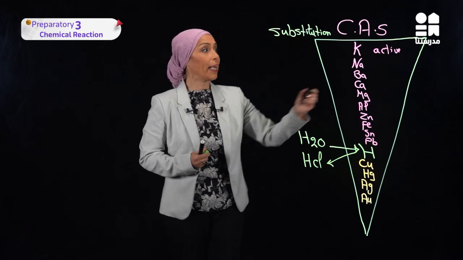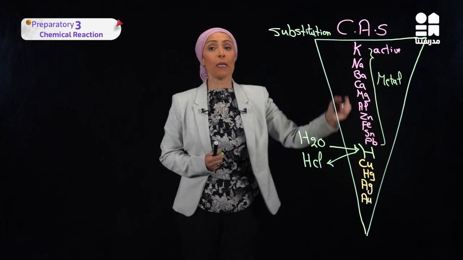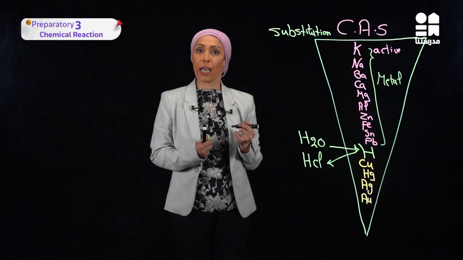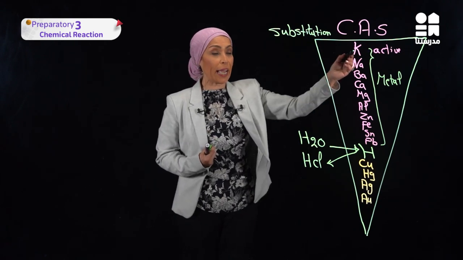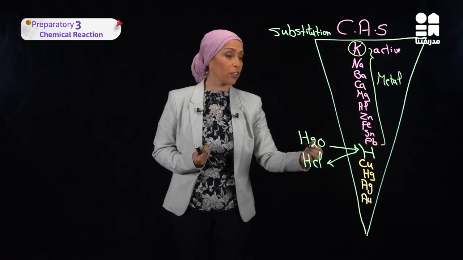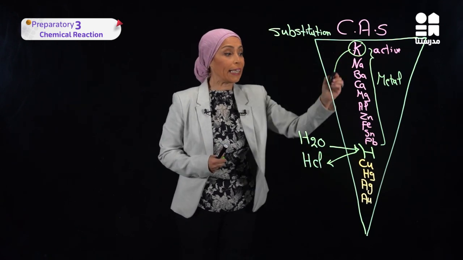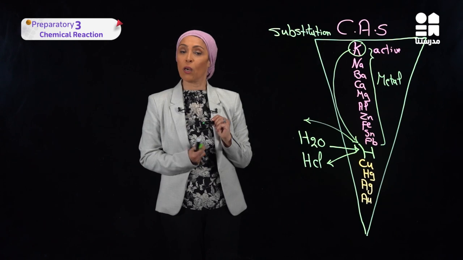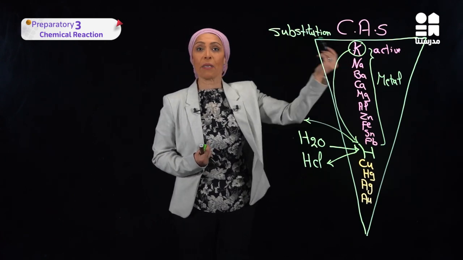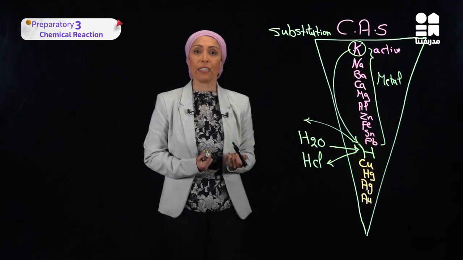So يبقى معنى كده إن all those elements, which are active metals, can replace hydrogen in the chemical reaction. يعني they enter the chemical reaction. Let's see مثلا البوتاسيوم. If the potassium enters any chemical reaction with water مثلا, which contains hydrogen, it can kick the hydrogen out. بتطلع الهيدروجين out from the reaction. Okay, why? Because potassium is a very strong metal because it's located above hydrogen in the CAS.